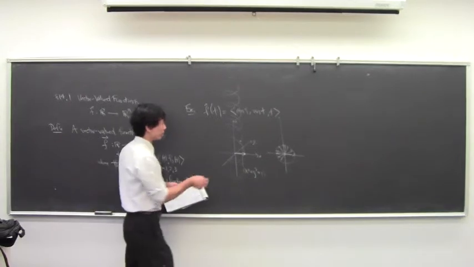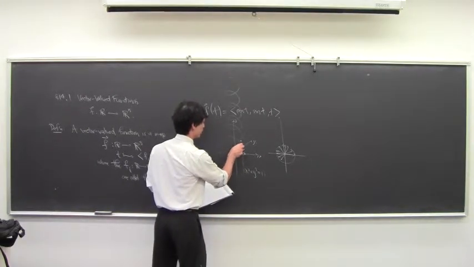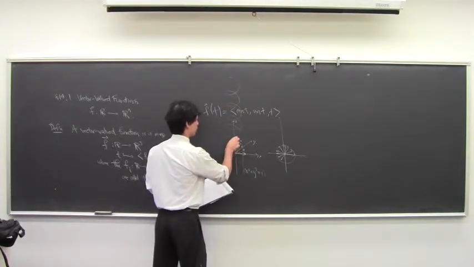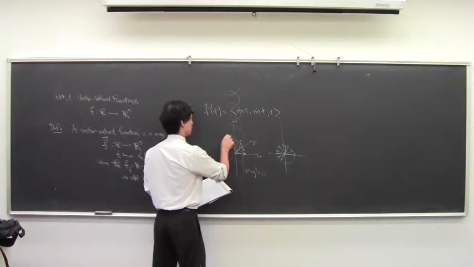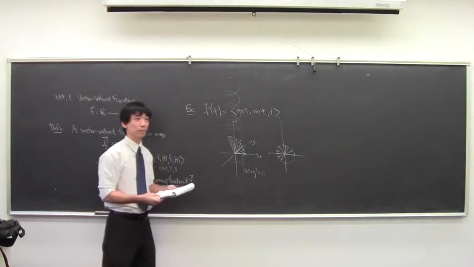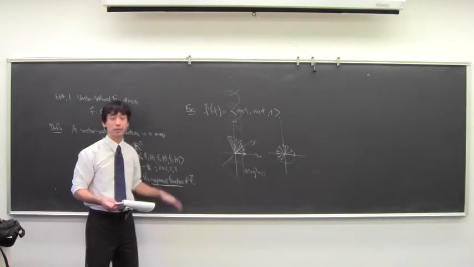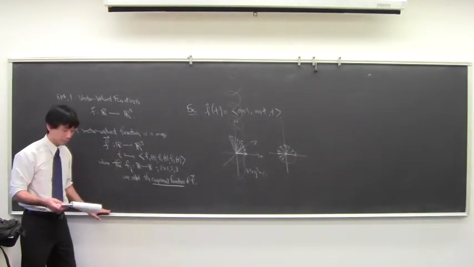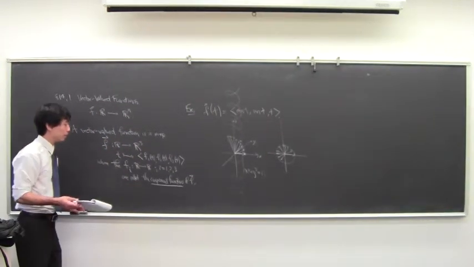Okay. So I guess to be proper, I should draw it as a bunch of vectors. The outputs are these vectors whose endpoints are at those points.